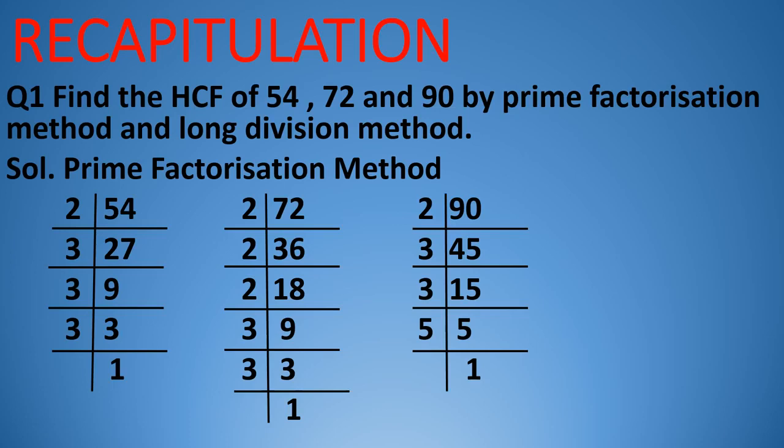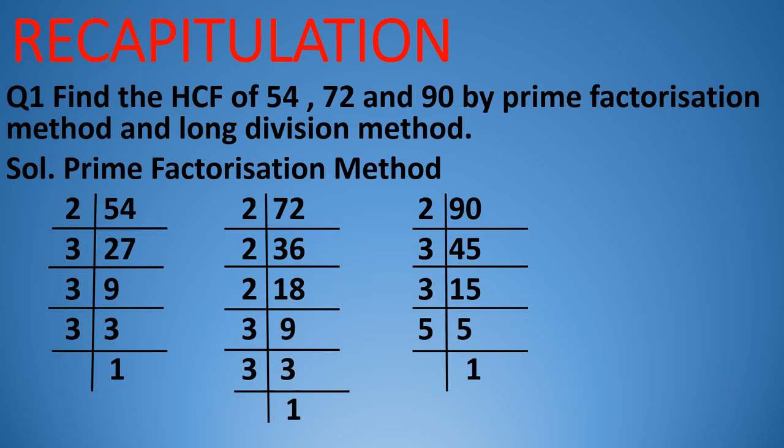When we divide 54 by 2, we will get 27. Now dividing 27 by 2 is not possible as ones place digit is 7. So we will divide it by 3. 3 9s are 27, we will get 9. Now again 9 is divided by 3, 3 3s are 9, and then again 3 is divided by 3, 3 1s are 3. So prime factorization of 54 we have done.